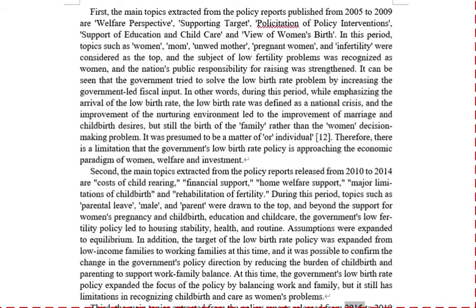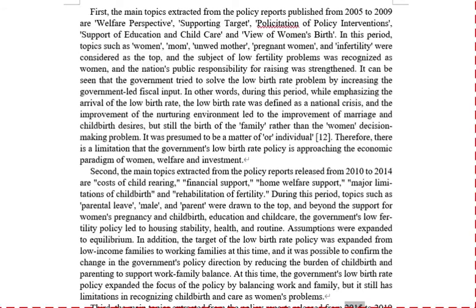Second, the main topics extracted from the policy reports released from 2010 to 2014 are costs of child rearing, financial support, home welfare support, major limitation of childbirth, and rehabilitation of fertility. During this period, topics such as parental leave, male, and parent were drawn to the top, and beyond the support for women's pregnancy and childbirth, education and childcare, the government's low fertility policy led to housing stability, health, and routine. Assumptions were expanded to equilibrium.